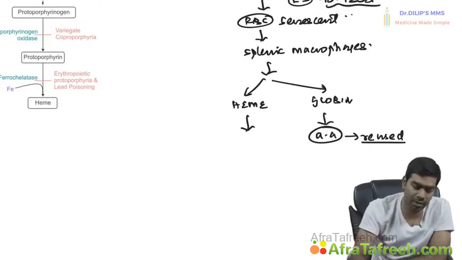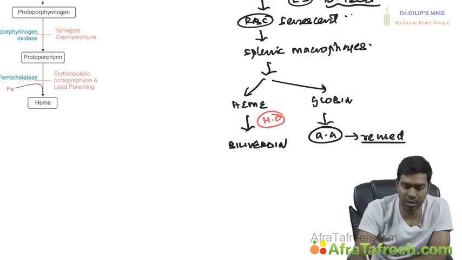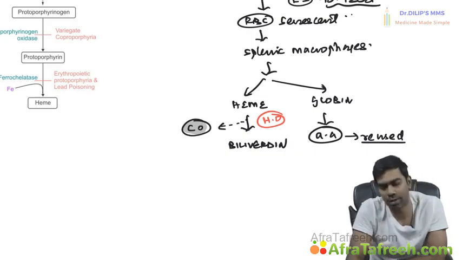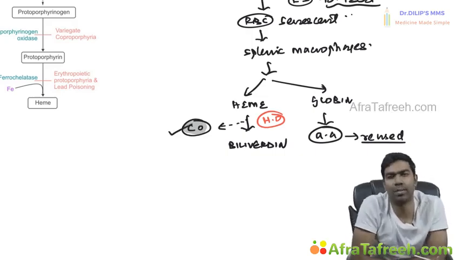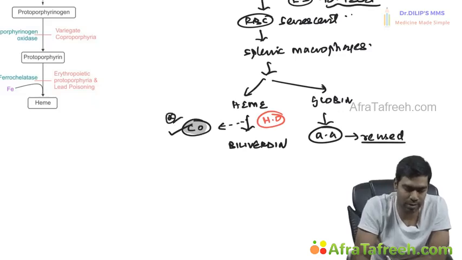The heme can be further broken down to something called biliverdin by an enzyme called heme oxygenase. In this process, you release carbon monoxide. Why I told you this point very importantly is because this is the only endogenous source of carbon monoxide in the body. You don't have any other endogenous source of carbon monoxide production. This is the only source. That's why this is also a question in the exam.